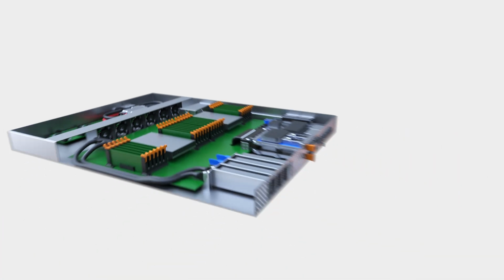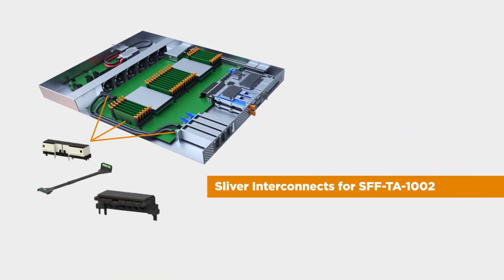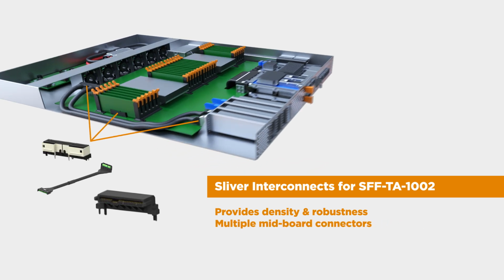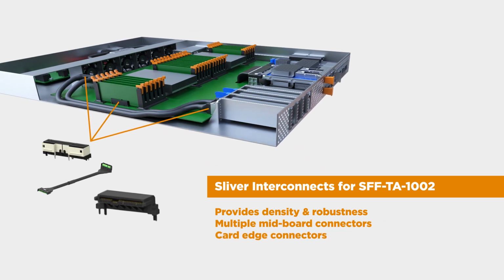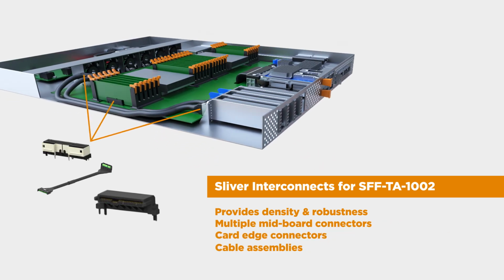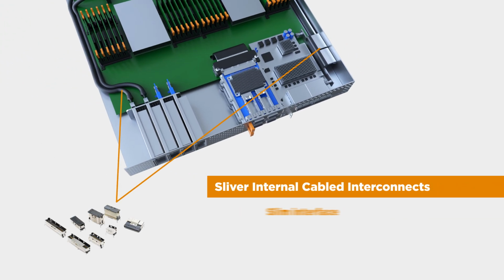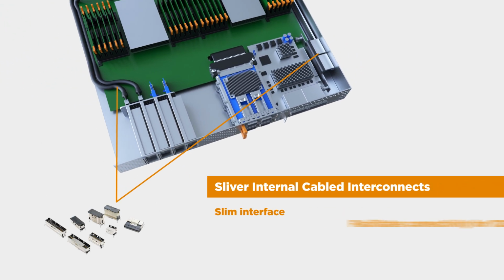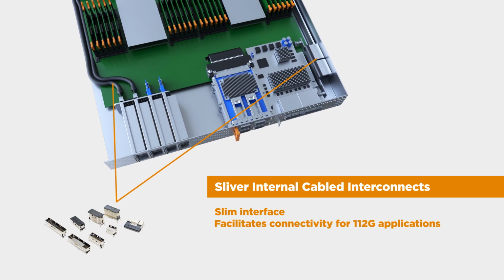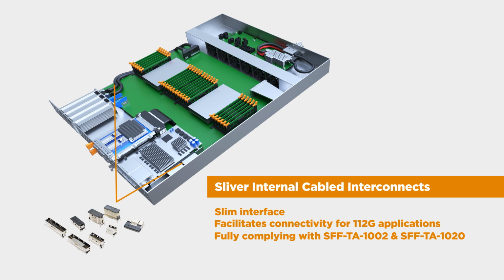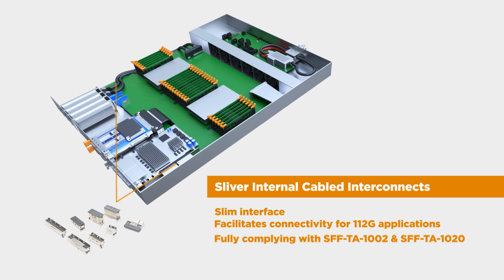Here's the product lineup. Sliver interconnects for SFF-TA-1002 standardization provide density and robustness, with multiple midboard connectors, card edge connectors, and cable assemblies. Sliver internal cabled interconnects offer a slim interface necessary to facilitate connectivity for 112G applications, fully complying with SFF-TA-1002 and SFF-TA-1020.